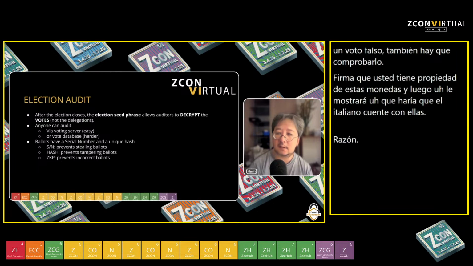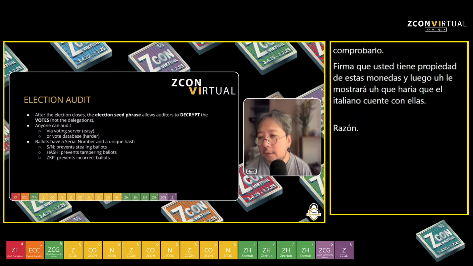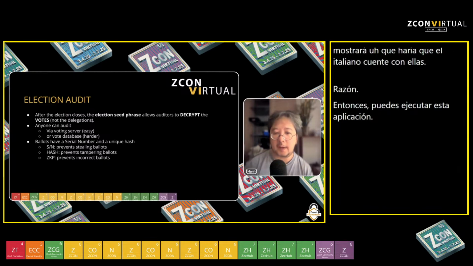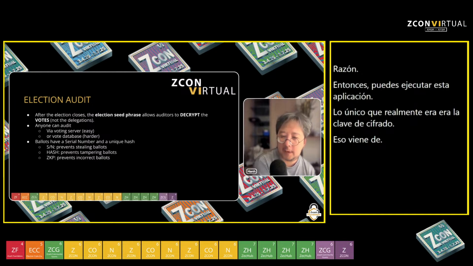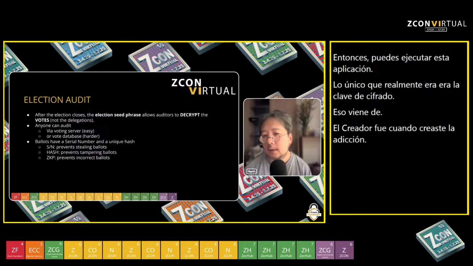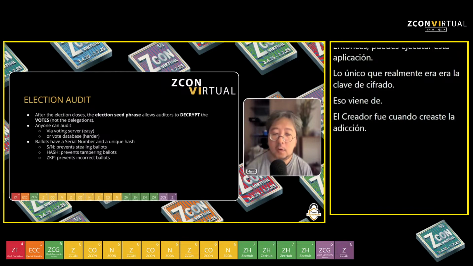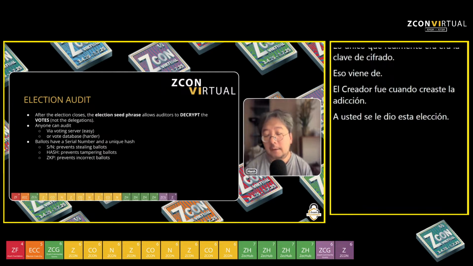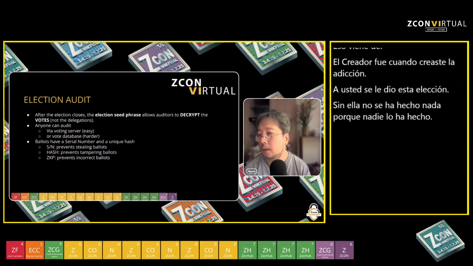So this application, you can run it. The only thing that it really needs is the decryption key that is coming from the creator. When you have created the election, you were given a seed phrase. This is a seed phrase of this election. Without that seed phrase, everything has been done for nothing because nobody can decrypt the votes. So it's very, very important that the creator keeps the seed phrase.